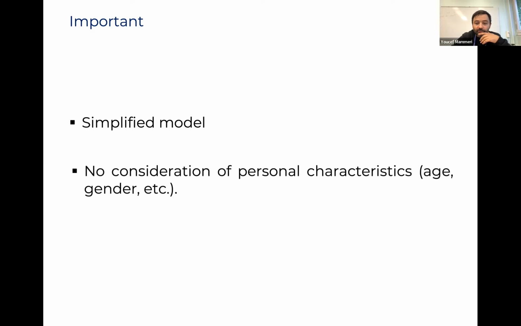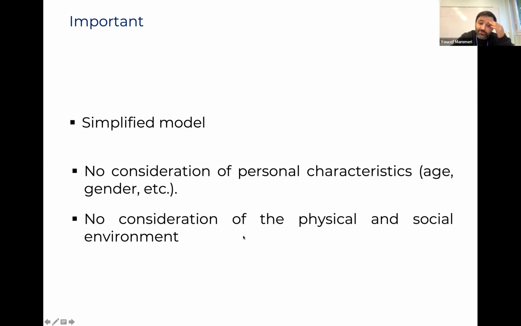And for example, in the model I showed, I just say, okay, we are all the same. We just are susceptible, infected, or recovered. So there is absolutely no difference in our own characteristics, okay? Our age, our gender, or many things. And also there is absolutely no consideration of where we are.